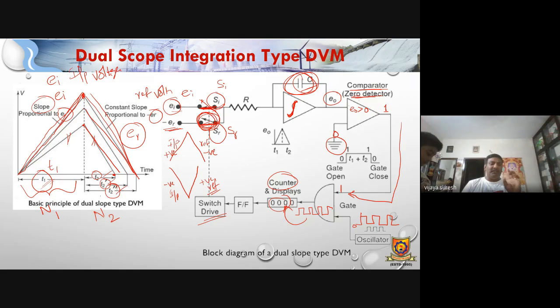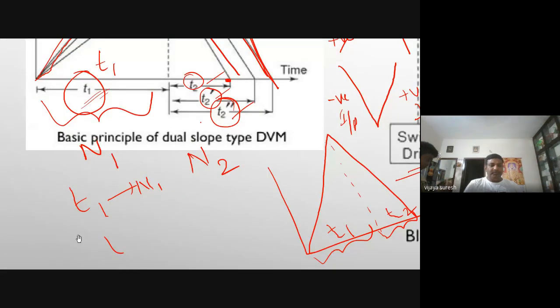Actually, here every time we are using only one input signal, which is proportional to EI, and the same, proportional to minus ER, while discharging. So charging and discharging is just one diagram: one increasing, one decreasing, that's all. During capacitor increasing, T1 time will be there. During capacitor decreasing, T2 time will be there. So during T1, we will have N1 pulses.